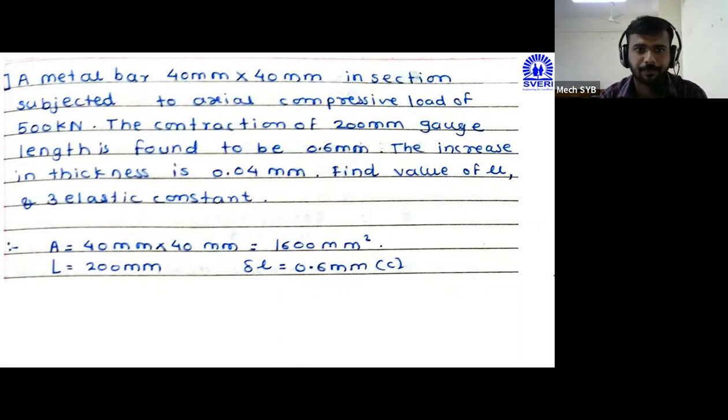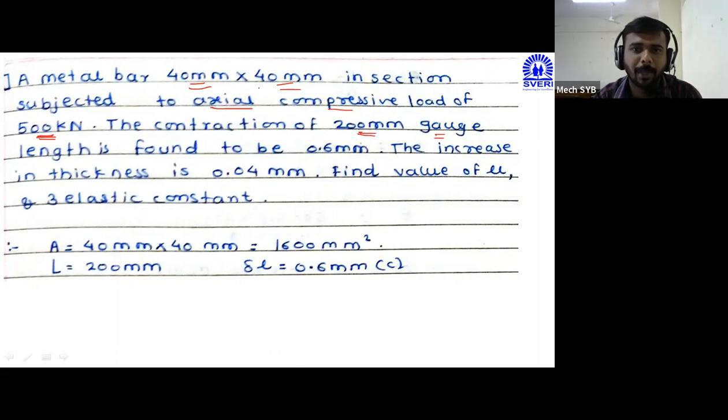A metal bar of 40 mm by 40 mm in section subjected to axial compressive load of 50 kilonewton. One metal bar is there, and that metal bar of 40 mm by 40 mm in section is subjected to axial compressive load. Whatever the load is applied, it is compressive and its magnitude is 500 kilonewton. The contraction of 200 mm gauge length. Gauge length means this is the original length of the bar.